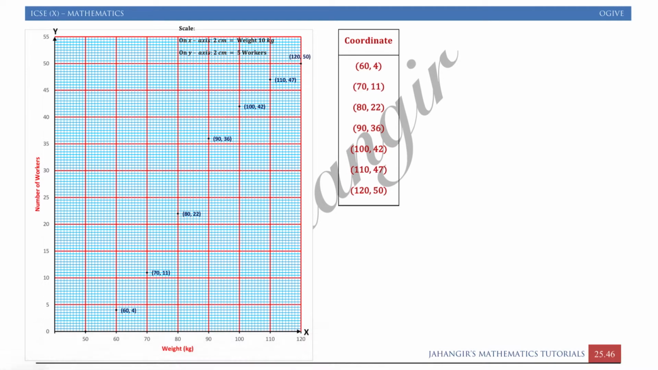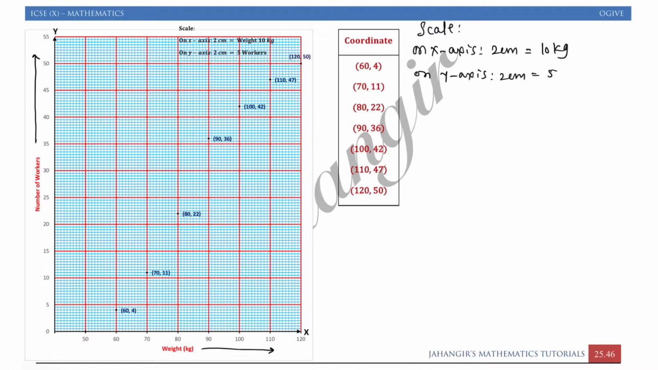Let us plot points taking weight in kg on the x-axis, number of workers on the y-axis. We will write the scale. On the x-axis, 2 centimeter is equal to weight 10 kg. It is given. And on the y-axis, 2 centimeter is equal to 5 workers.